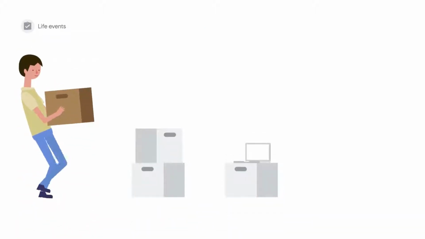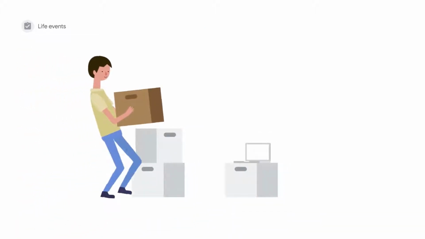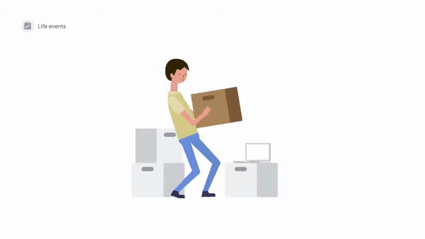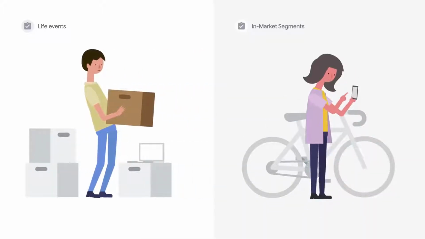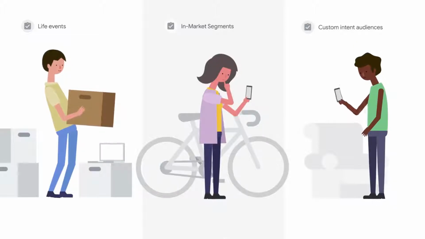They include life events. This is for viewers who are going through important life milestones like graduating from college or moving homes. In-market segments. This is for viewers who are actively considering buying a certain product or service. Custom intent audiences. This is for viewers who search for your product or service on Google.com.